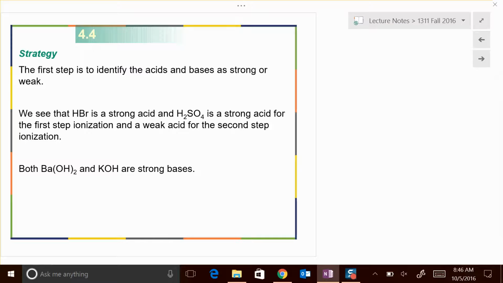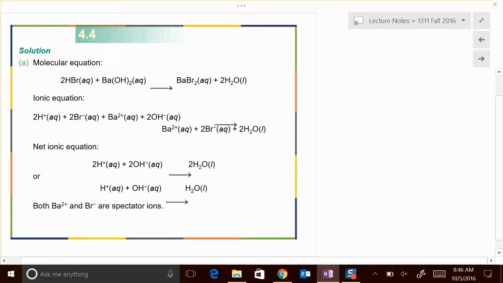Okay. So they're strong bases, yay. Okay, barium hydroxide, they're going to produce water. And here it is, and it's balanced now. Okay, so these are our spectator ions. They're going to cancel. You're going to be left with H plus, OH minus, produces H2O. Okay.